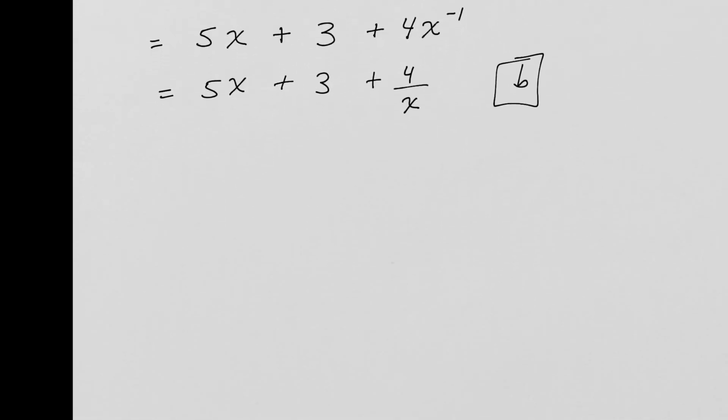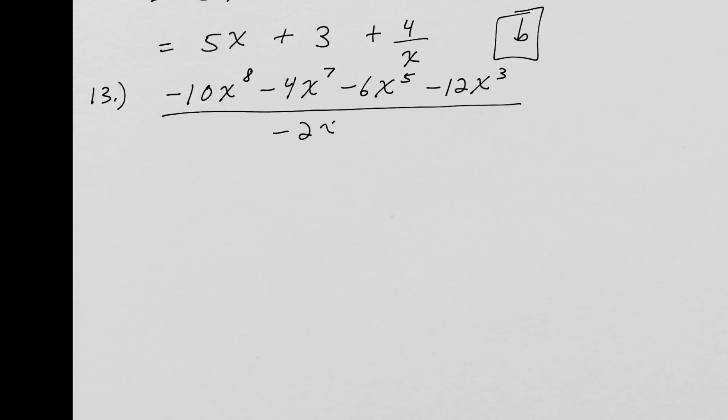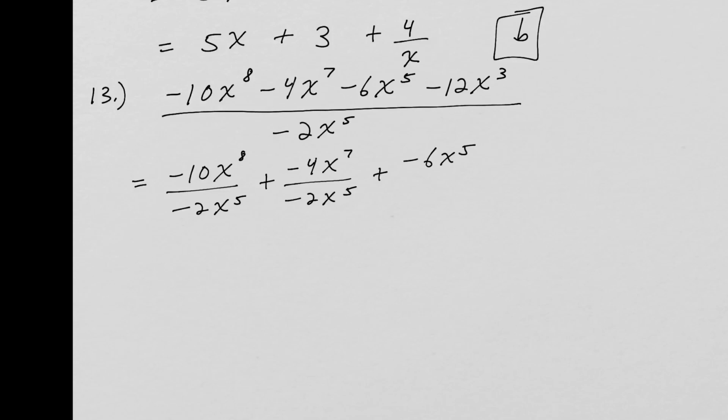Okay, 13 is similar. So negative 10x to the 8th minus 4x to the 7th minus 6x to the 5th minus 12x cubed all over negative 2x to the 5th. So again, rewrite, right? So this is going to be equal to negative 10x to the 8th over negative 2x to the 5th plus negative 4x to the 7th over negative 2x to the 5th plus negative 6x to the 5th over negative 2x to the 5th plus negative 12x cubed over negative 2x to the 5th.